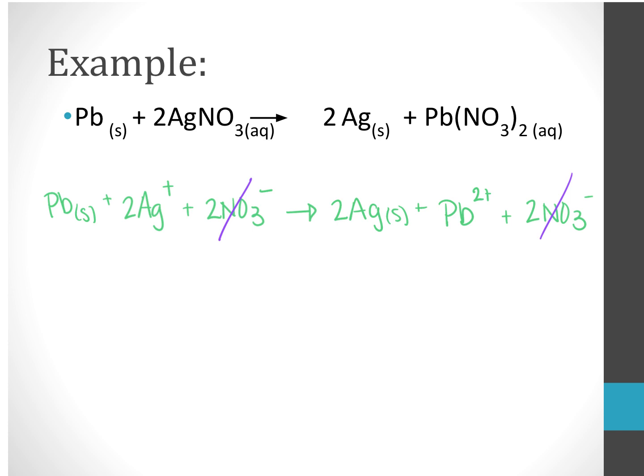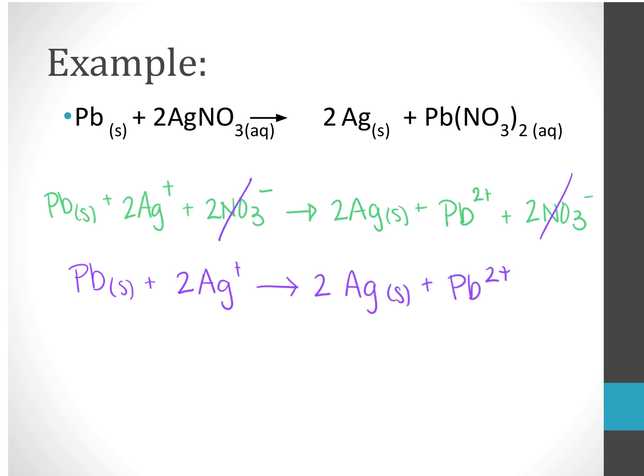And so now we're just going to rewrite the reaction with everything that didn't get crossed out. And then what we're left with, that's what we call the net ionic equation. Okay, so that's really the stuff that reacts during the reaction.